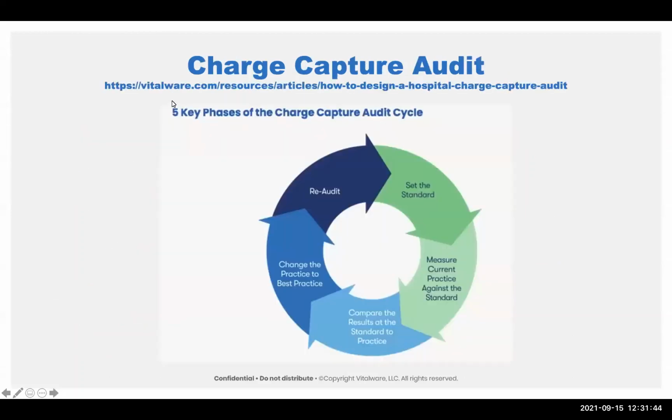So when I look at charge capture audit, you set the standard, the policy and procedure. You measure the current practice against the standard. So what is actually happening? And does it match the standard? You compare the two results and you change the practice to the best practice possible and you re-audit.